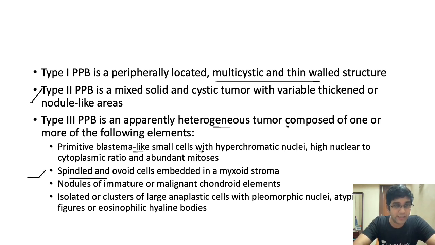Spindle areas can also be there, right? Though it is mentioned in type 3, again I don't have the history of the small biopsy, so I am not sure whether it's from a solid lesion or not, right? The spindle morphology, what we saw here, is again characteristic of a type 3 pleuropulmonary blastoma.